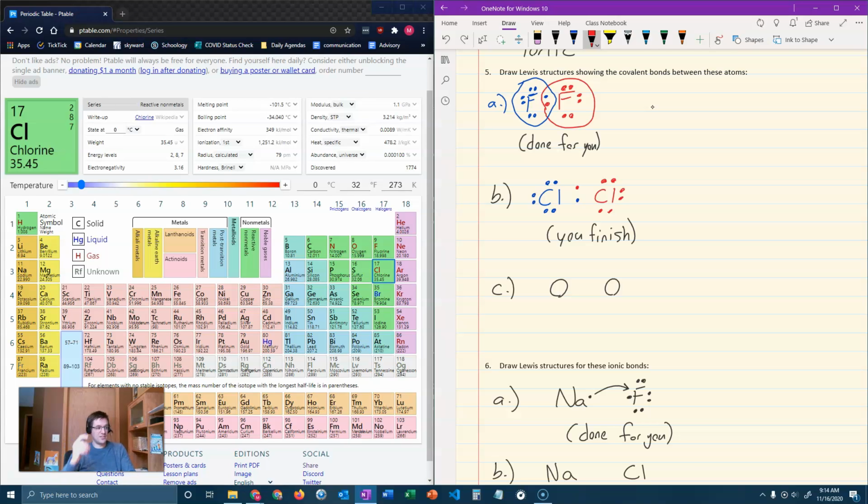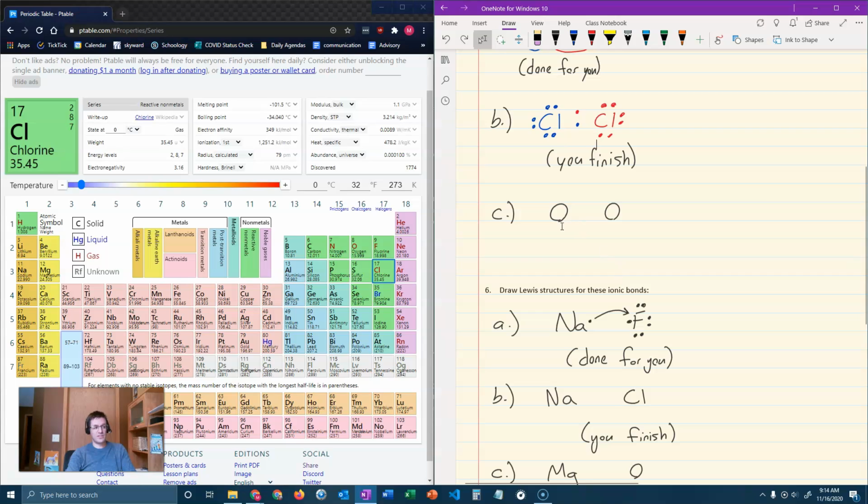Let's try another one. This is oxygen. We did this exact same one in our notes yesterday, and this one's a little bit different. It's in group 16, so each oxygen has 6 valence electrons, and the octet rule says that each oxygen then needs 2 more electrons to get a full valence shell, because it's trying to get to 8. From 6 to 8 is 2 more.